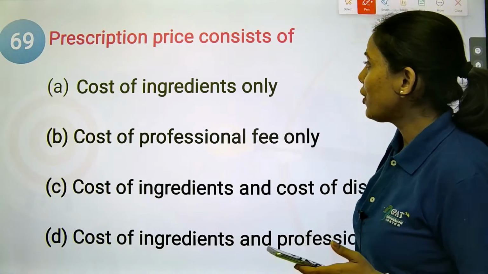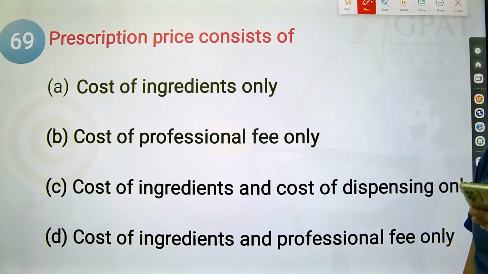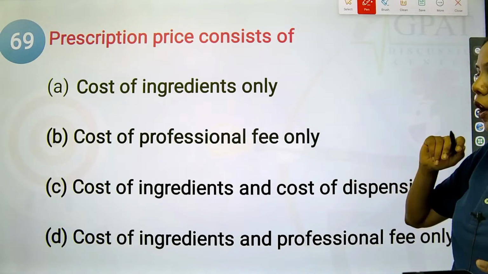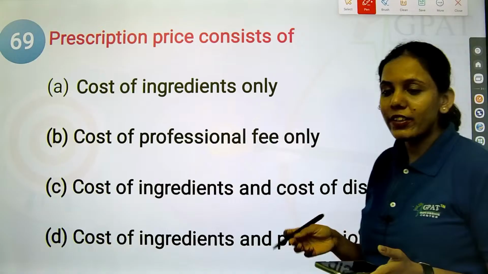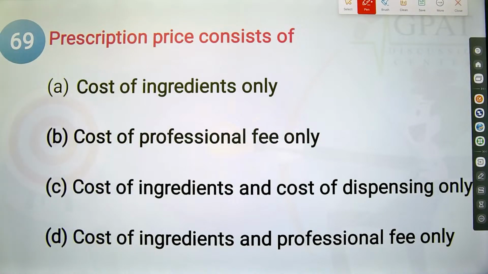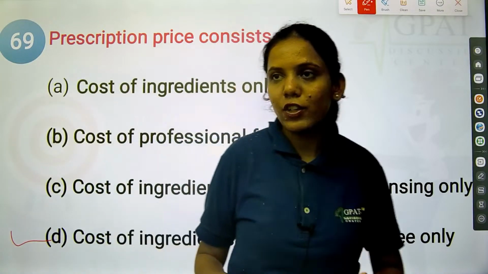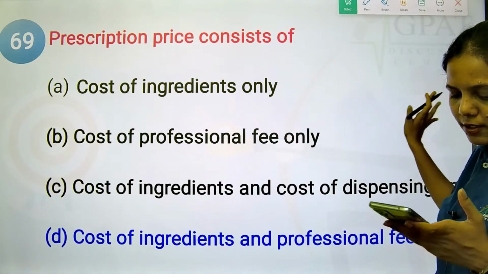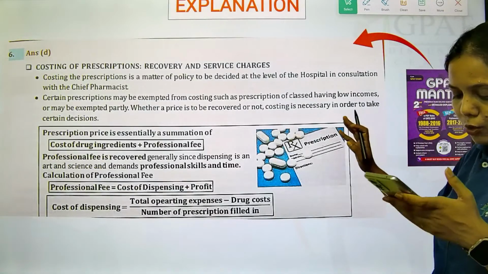Next is prescription price consists of: cost of ingredients only, cost of professional fee only, cost of ingredients and cost of dispensing, or cost of ingredients and professional fee only. What do you think? What should be the answer? So basically it will include all, right? Dispensing also, and whatever the professional fee is, that also. So option D, cost of ingredients and the professional fee, is the right answer. These are some direct, straightforward, formula-based questions. Okay, understood? Well, fine.